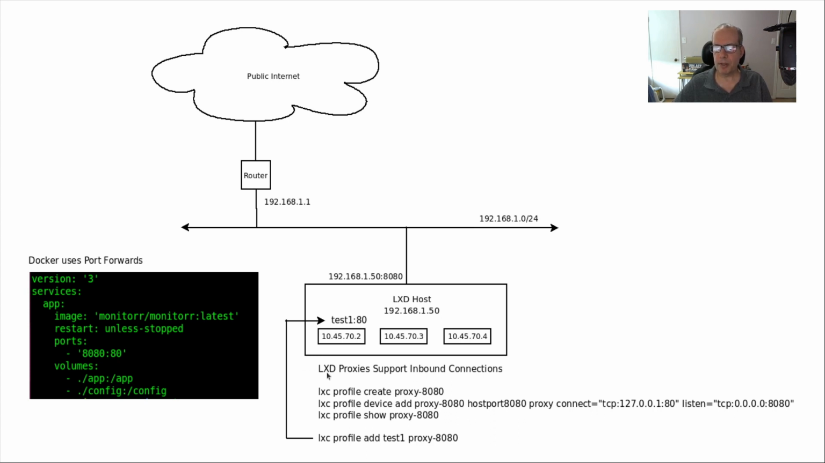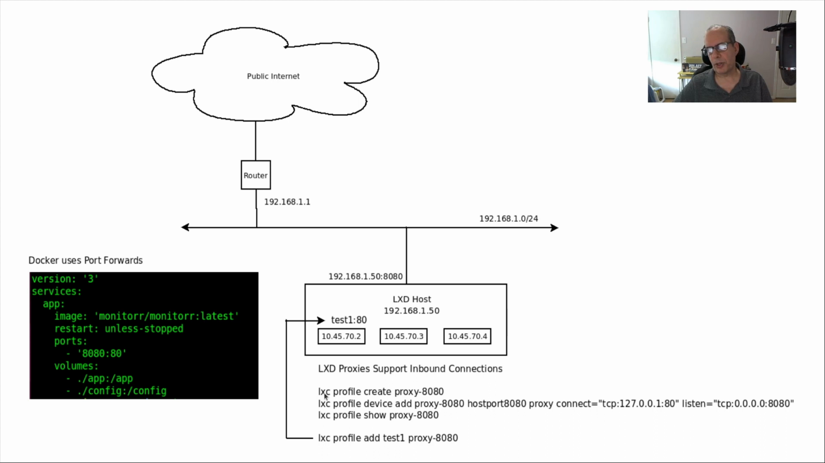So the reason we do this, of course, is because by default, LXD containers that are on the NAT are not accessible from the outside. You can only access things from the inside going out, but not from the outside going in. And that's why we need the proxy here, and that's also why the port association is needed in Docker as well.